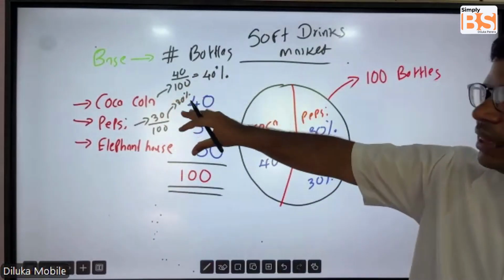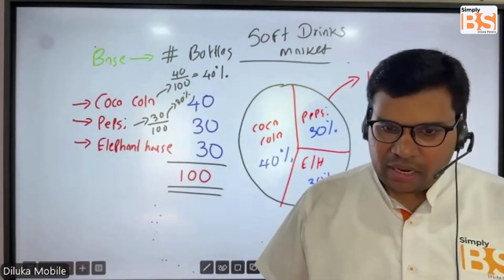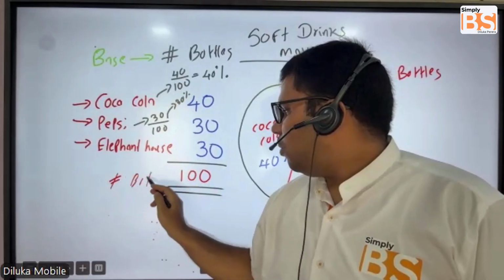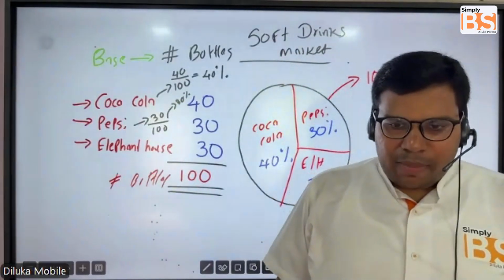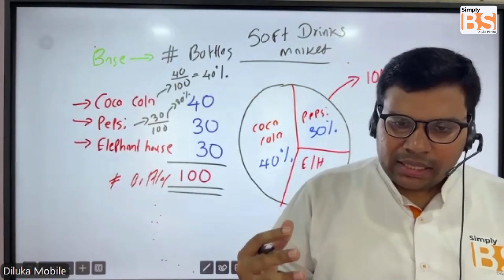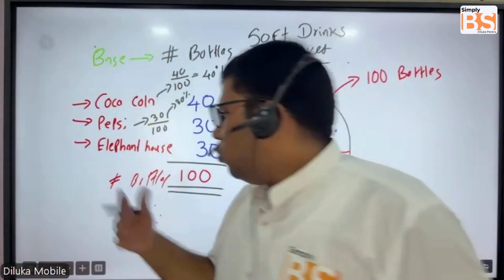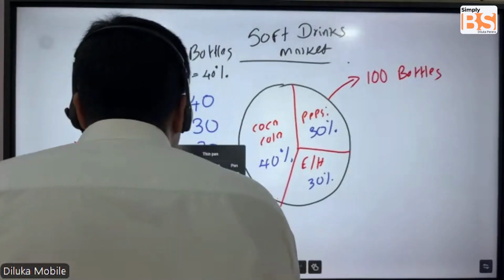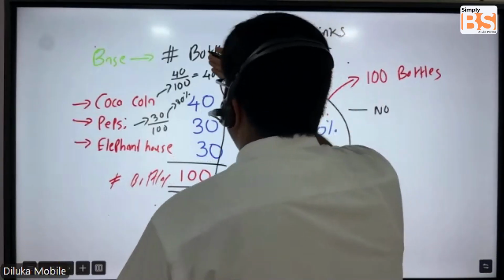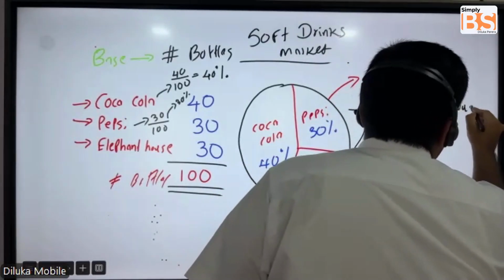Now, don't think, students, that in this example we have taken the number of bottles as a base. From the total, how many bottles are being produced by each soft drinks company? Now, the number of units that they produce is not the only base which is being used. So let me give you some other bases that we can use. One is the number of units that we produce, which of course we have used here, the number of bottles.